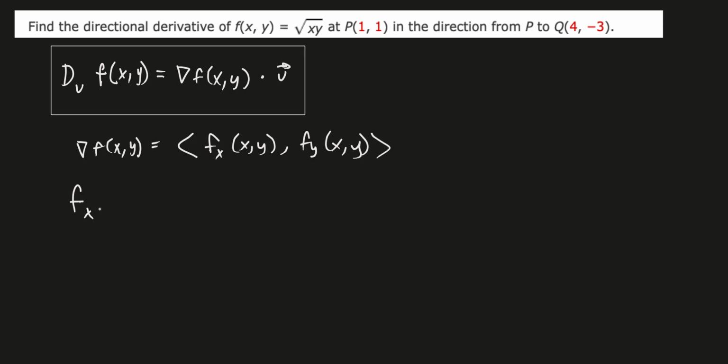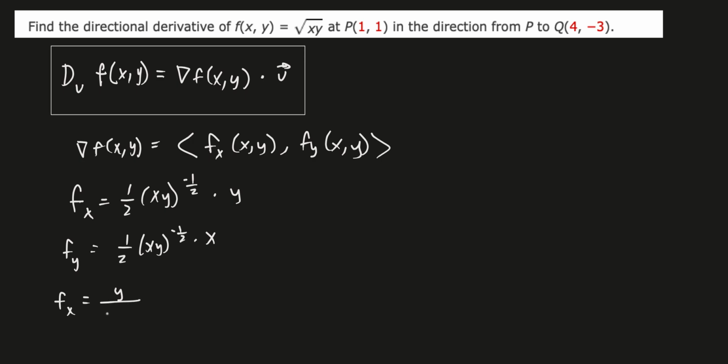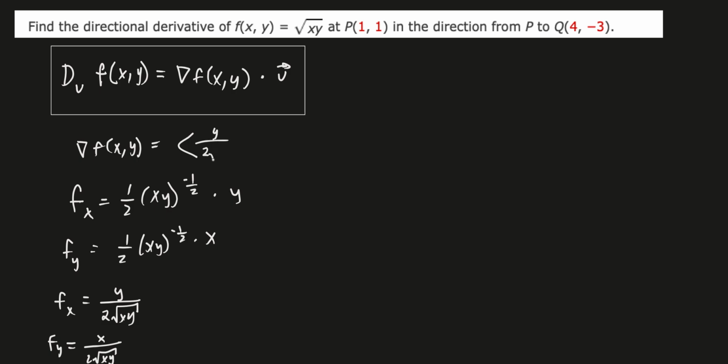The partial derivative with respect to x is just equal to, treating y constant, 1/2 xy raised to the negative 1/2 power times y, and then with respect to y is 1/2 xy raised to the negative 1/2 power times x. This is y over 2 root xy. Fy is x over 2 root xy. Okay, let's figure out what this is going to be now. This is just going to be y over 2 root xy, comma x over 2 root xy.